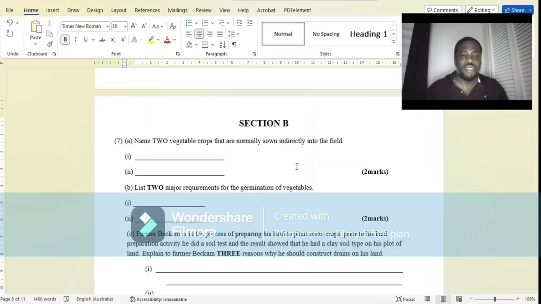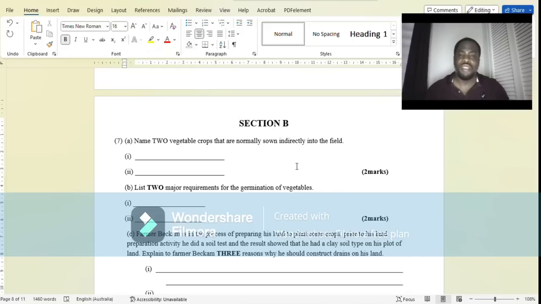So when we speak about the next question, it says, name two vegetable crops that are normally sown indirectly into the field. And indirectly in the sense that we start them off in a nursery, and then when they reach about 3 to 4 weeks, we basically transplant them into the field.